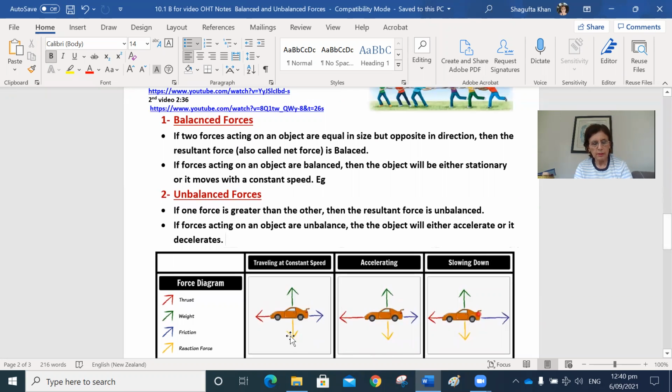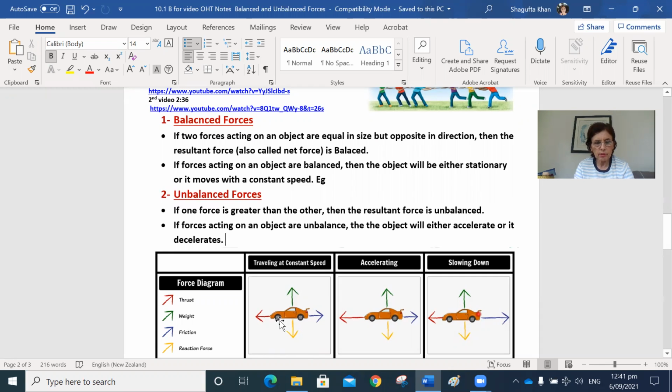Say, for example, look at this car. The downward force is always the gravity force, or another name for this one is the weight force. And the upward force is the support force. Since the size of these two arrows is equal, these two forces are balanced. And if the forces are balanced, then this car will not be moving up and down in a vertical direction.